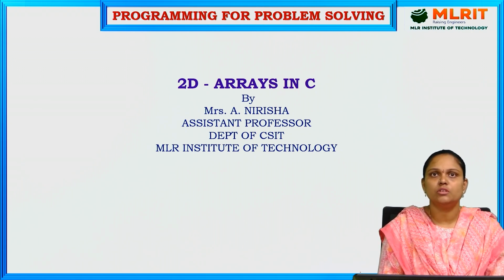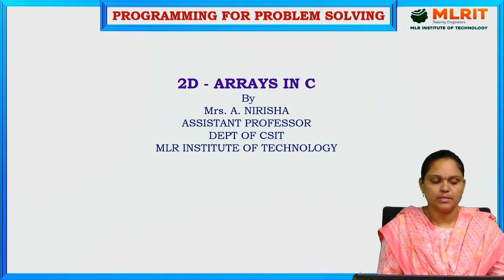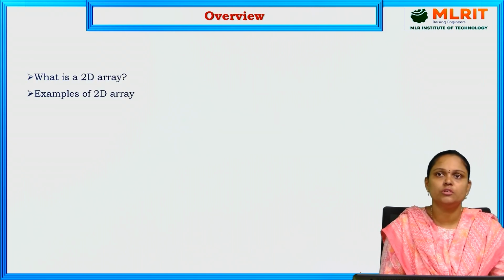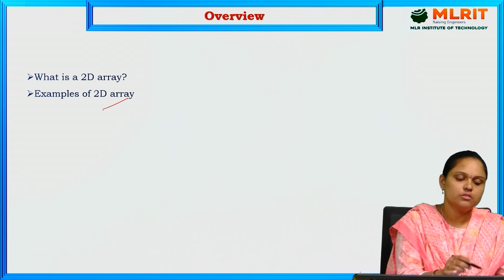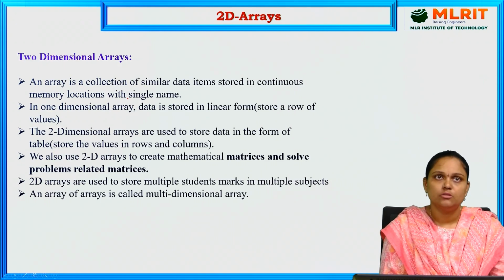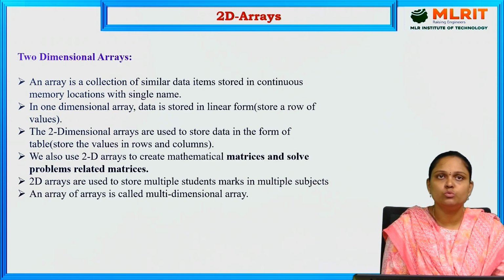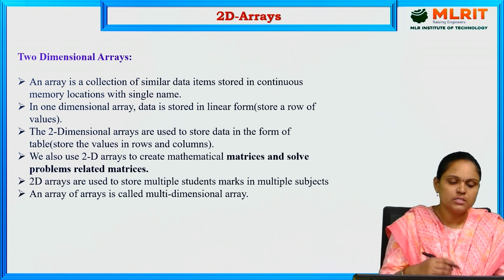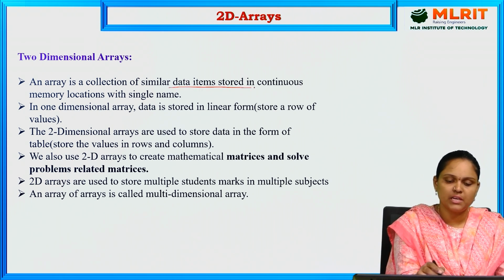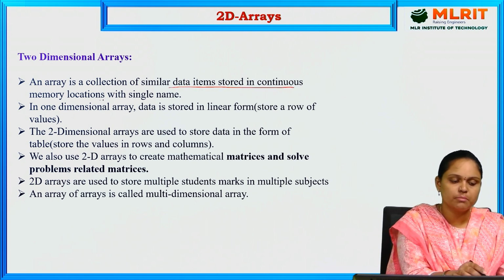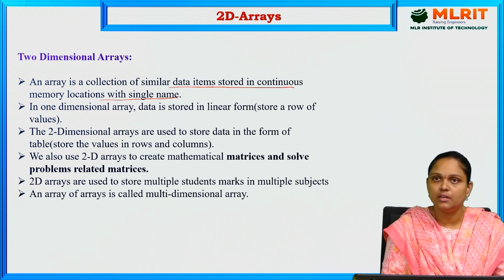Today we are going to learn about 2D arrays in C. So coming to the overview, we are going to learn what a 2D array is, and also examples of this 2D array. The 2D array is also known as a two-dimensional array. An array is a collection of similar data type elements that are stored in continuous memory allocations with a single name. The types of arrays are 1D array and 2D array.